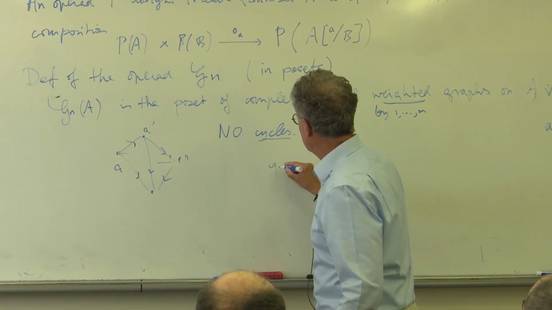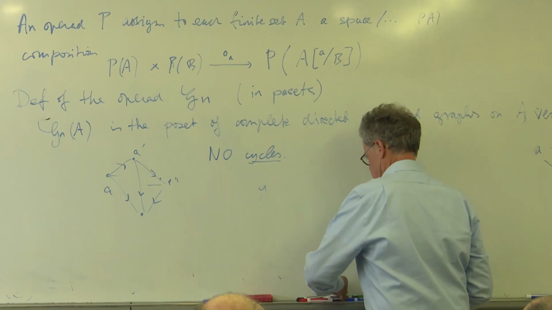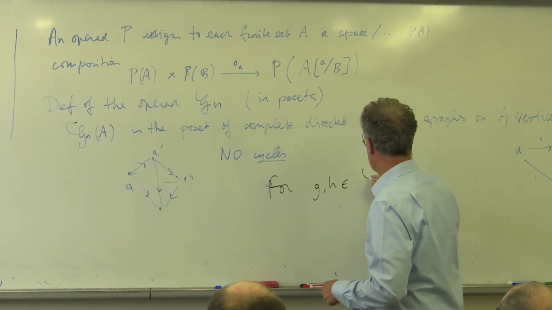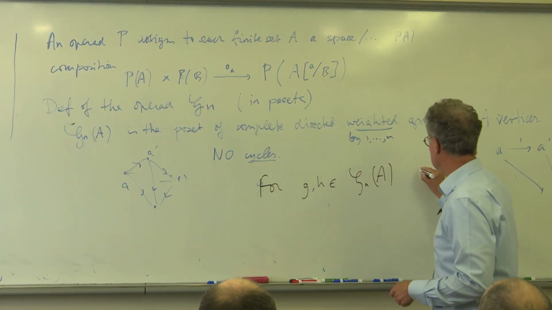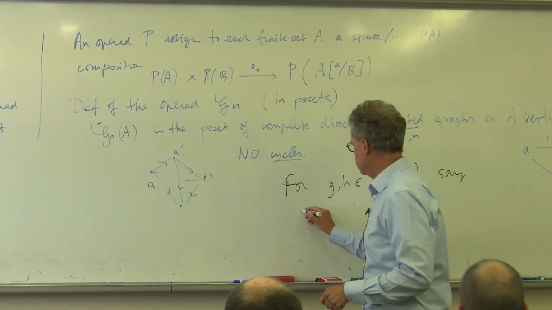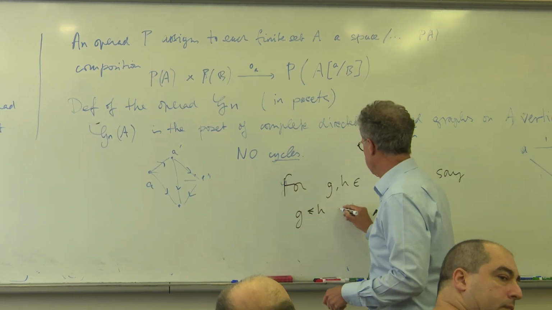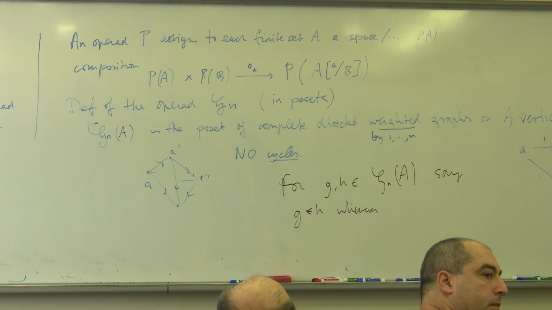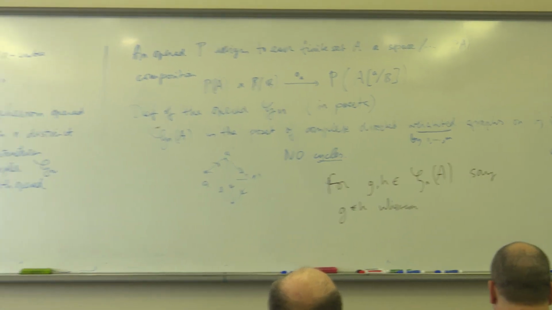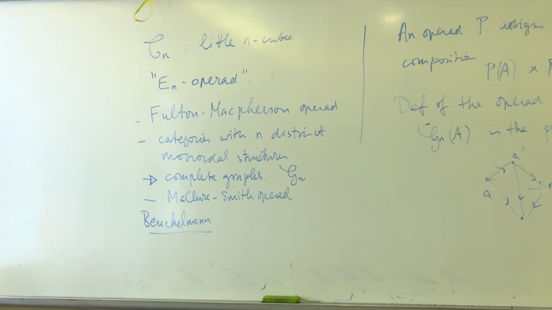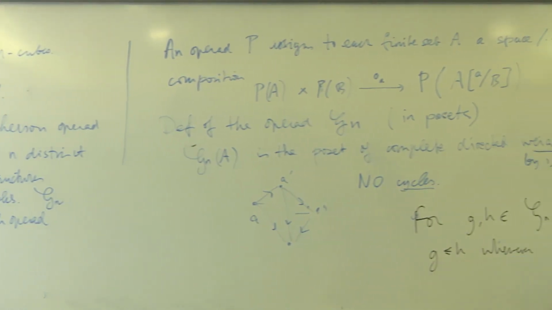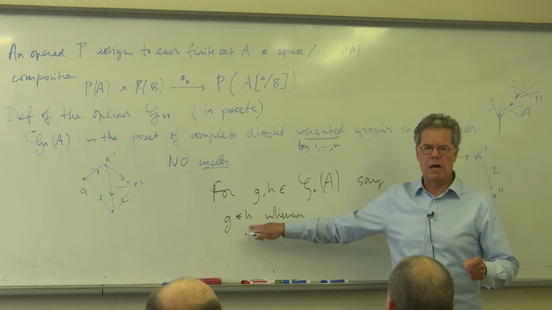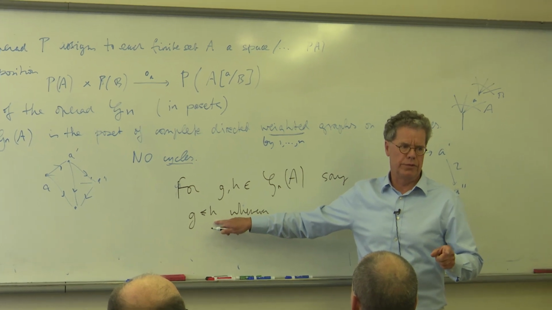For G and H in Gn of A, say G is less than or equal to H, whenever... now I'm putting the condition, I will say it in words first. So if you have an arrow in the small graph with a certain weight, then the weight has to go up in H, and it has to go up strictly if the direction is reversed.